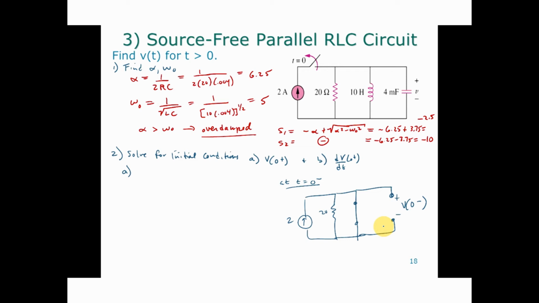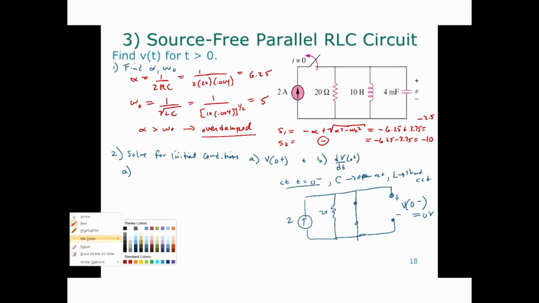So I recommend doing that. It's not hard to redraw the circuit and just change all of the inductors and capacitors to their steady state behavior. So capacitor's an open, inductor's a short. So at t equals 0 minus, the C is an open circuit, and the L is a short circuit. Okay, and V of 0 minus is going to equal 0 volts.